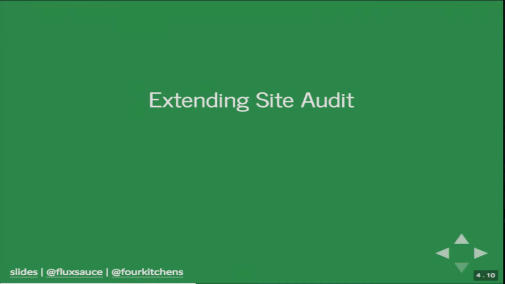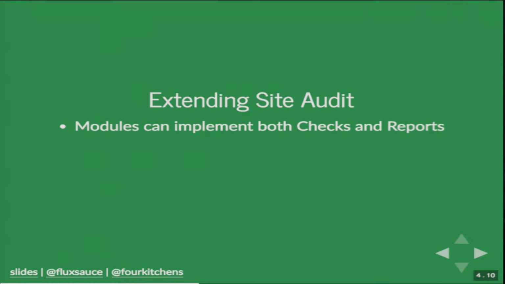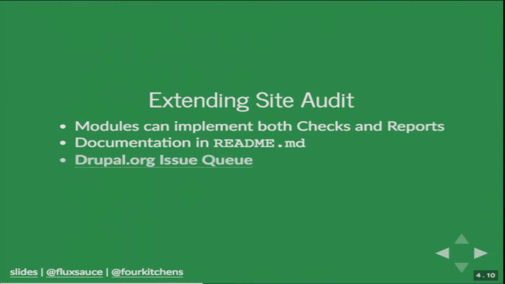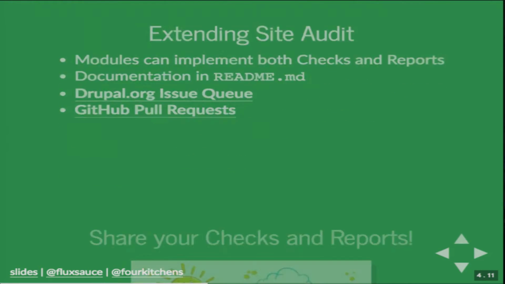For example, security review. So modules can implement both the checks, those atomic little unit tests, and then reports, which are the collection of tests. So for the caching example, caching is the report, and the check is just checking to see if anonymous page caching is enabled. There's documentation. There's a README markdown in the site root that describes how to do it. There's a Drupal.org issue queue and also a GitHub issue queue and a pull request if you want to extend it in the core, or if you just want to see how it's been put together.